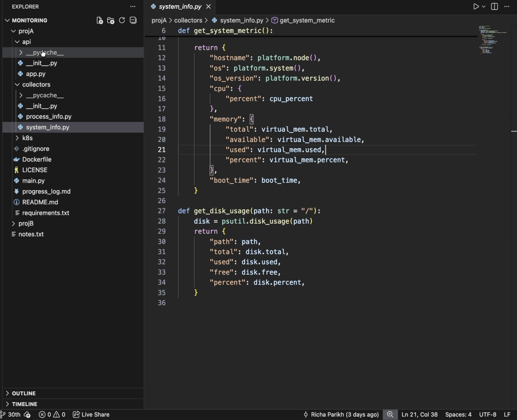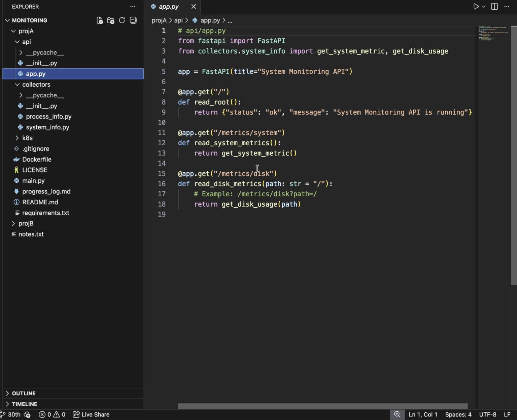So then we have the API. Instead of printing metrics to the terminal, we expose them through a REST API using FastAPI. For example, there are endpoints to fetch the system metrics and disk metrics. This makes data accessible to other systems.